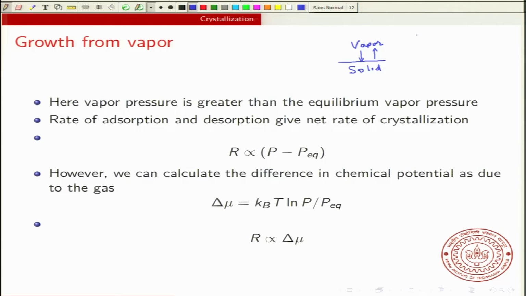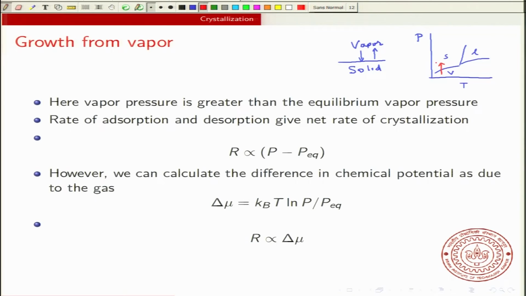Now again, if we look at the PT phase diagram, the liquid, you have the solid, you have the vapor. So what we imagine is that we are going like this in this case. You imagine that you have a vapor, typically at very low pressure, and you increase the pressure and you will end up with a solid.